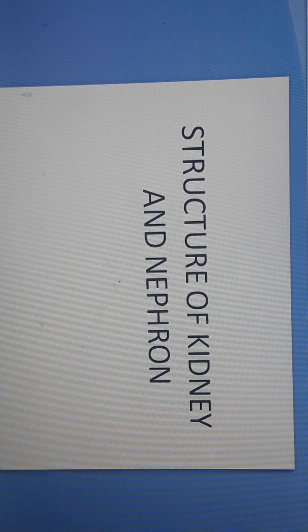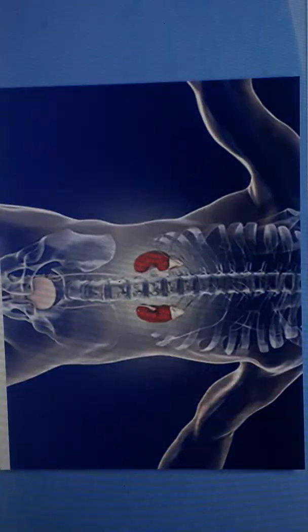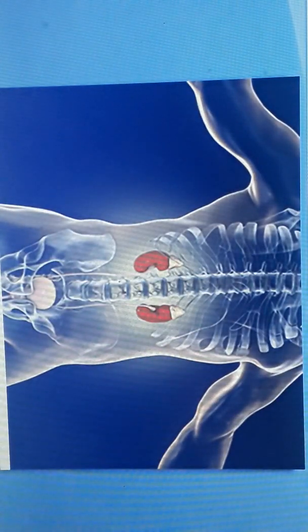Hello students, today we are going to study the structure of kidney and nephron. Kidneys are the main excretory organ. They are located on either side of the backbone, below the diaphragm, in the abdominal cavity.